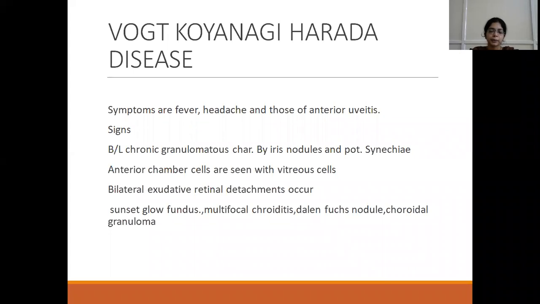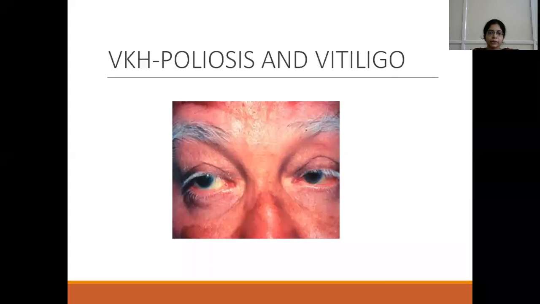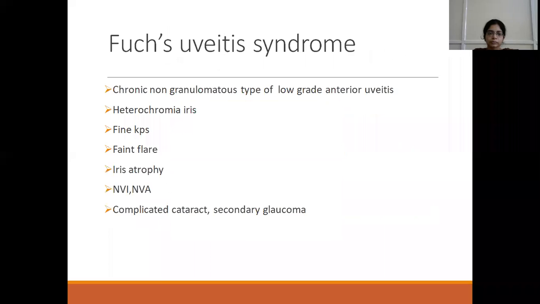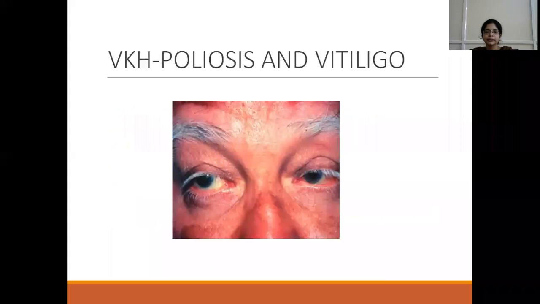Now coming to the last part. What is VKH syndrome or the Vogt-Koyanagi-Harada disease? So this VKH disease, first we'll try to look at these symptoms. So you see a patient who presents with vitiligo. He has poliosis or premature graying of the eyebrows and the eyelashes. And he also has alopecia or hair loss. These are like the other features. Dermatological features, he has alopecia, poliosis, and vitiligo.